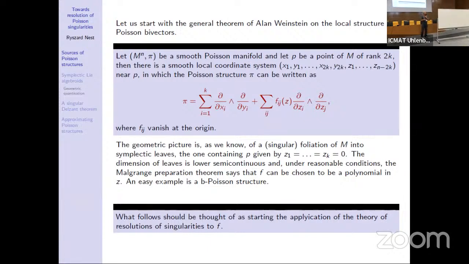So if you really want to say things about Poisson structures in general, classification and such, that would be the obvious thing to look at. Linear things are done, quadratic things are more or less done. Higher order, I don't think there's anything done. Okay, so as I said, it's just starting to apply these kinds of ideas to Poisson structures.